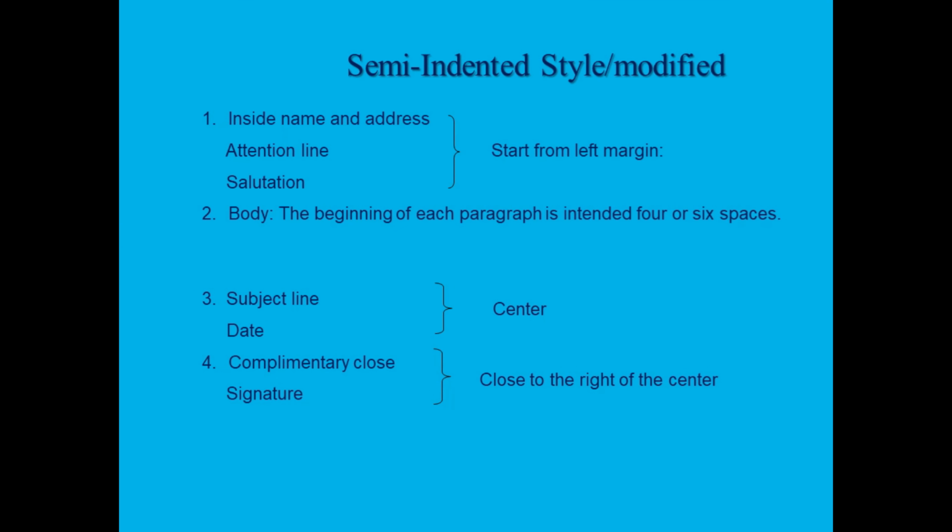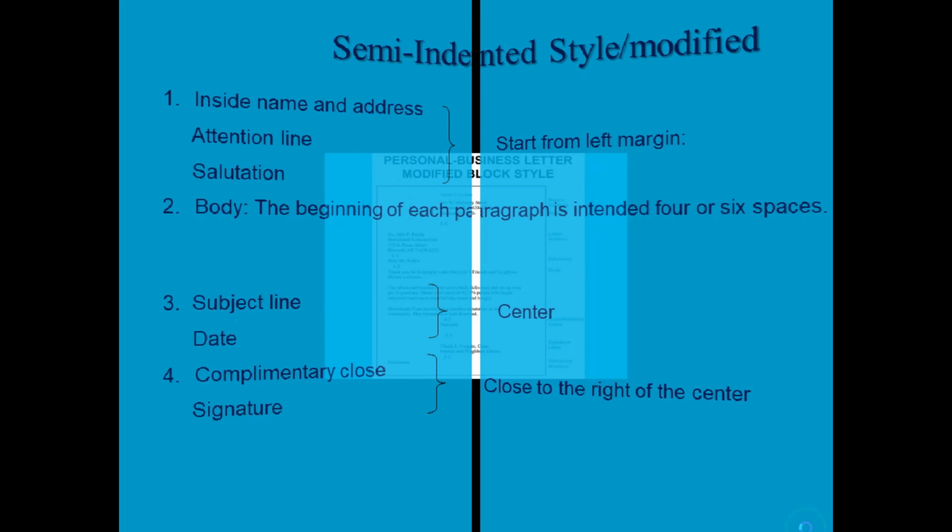Now here we have a semi-indented style, or you can say the modified one, wherein you can see the inside name and address, attention line, and salutation start from the left margin. The body of the letter has the beginning of each paragraph indented with 4 or 6 spaces. You can get a subject line, and the date in the center. The complimentary closure and signature can be close to the right of the center.